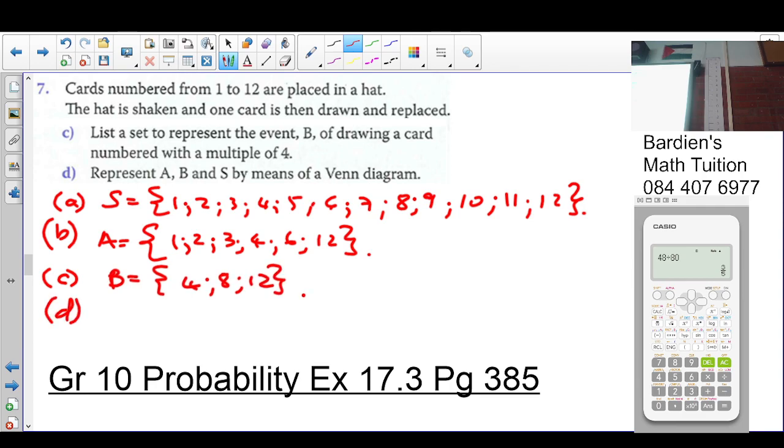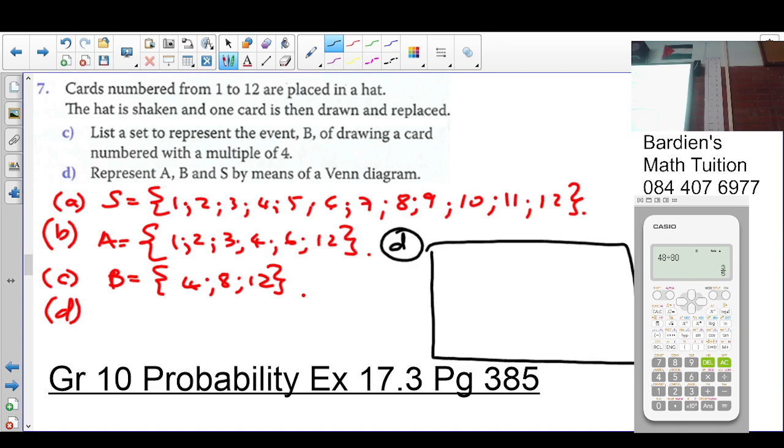D. Represent A, B, and S by means of a Venn diagram. Okay, so I'm just going to draw it here. You can see it right behind the calculator there. Did you guys get it? Carry on.